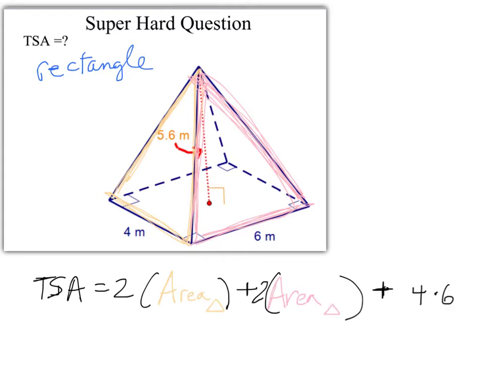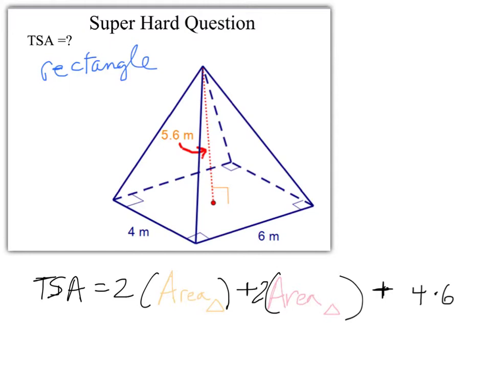So the TSA then would be 2 times the area of the peach triangle, because there are 2 of them, plus 2 times the area of the pink triangle, plus the area of the base, which at least that's nice, it's just 4 times 6. So now the question becomes, can you calculate the area of the peach triangle and of the pink triangle? For no particular reason, I'm going to focus on the pink triangle first.